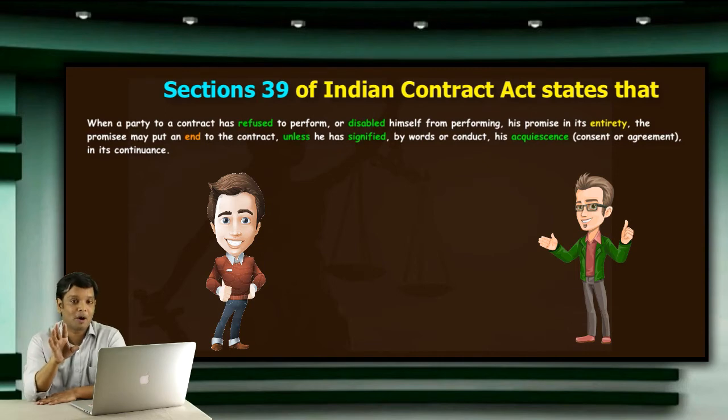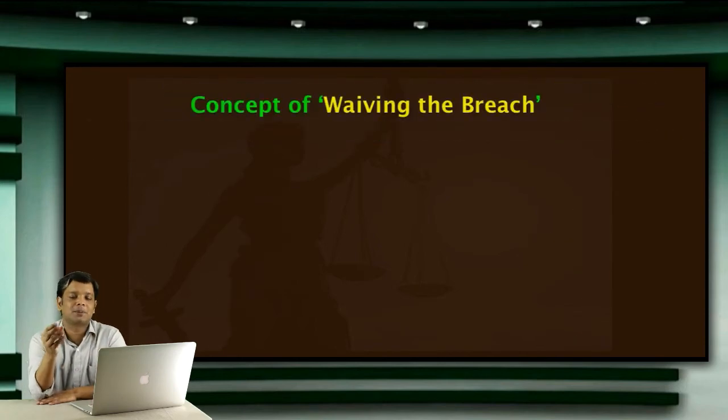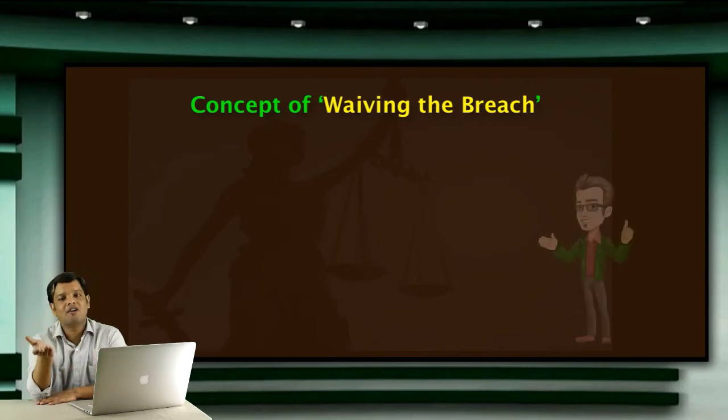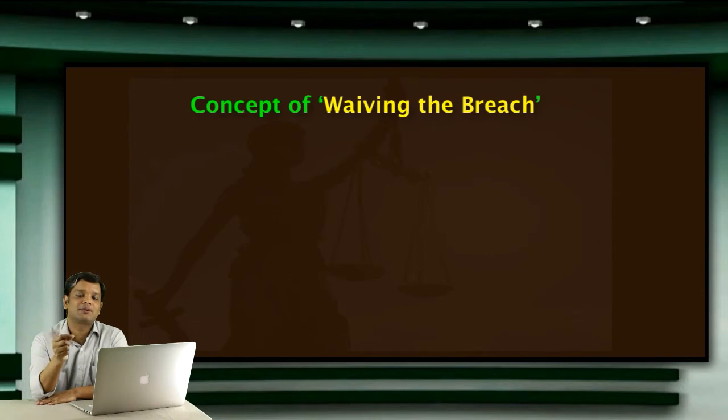So this is all about the breach of contract. This is also known as waiving the breach, because as you have seen in this example, B allowed A to perform. So B waived A's breach. So this is also known as waiving the breach.